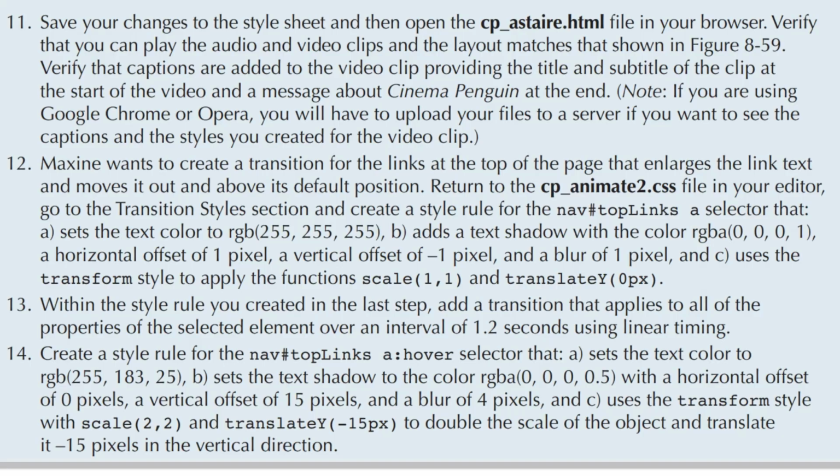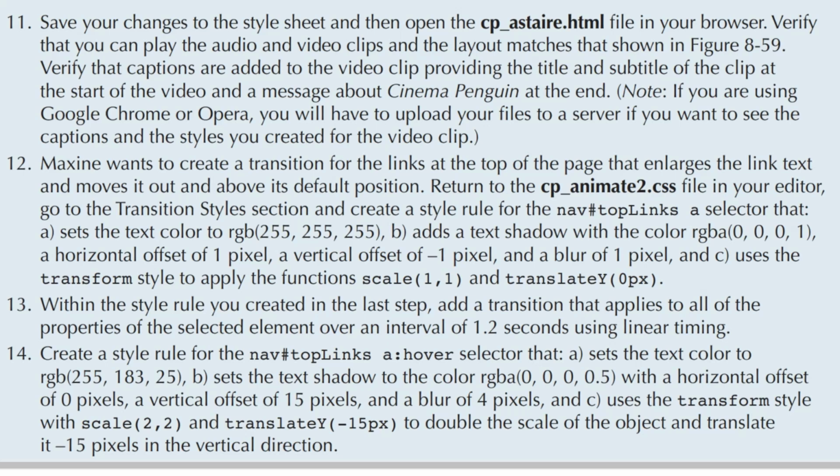cp_poster.png. And we've only got a few steps left to go here in the assignment, so let's just go ahead and go through all of these before we publish again and then go view it from the web server. So we're up to step 12 now. Maxine wants us to create a transition for the links at the top of the page that enlarges the link text and moves it out and above its default position when the user hovers over it.